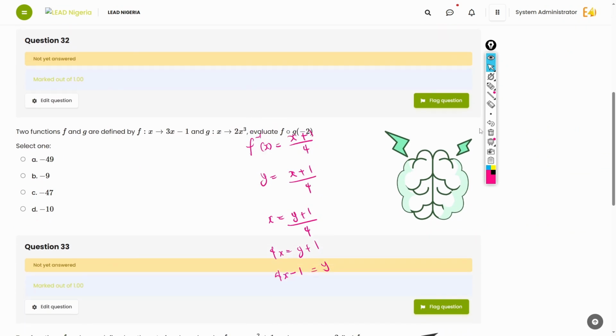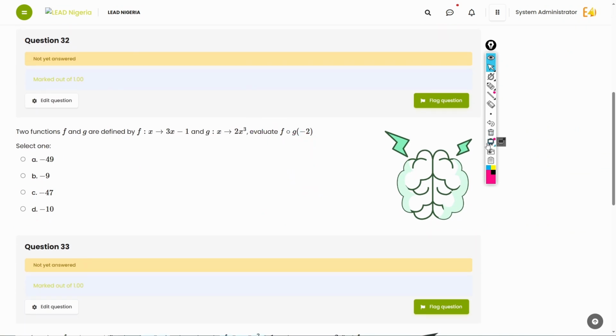We're nearly there. Number 32. I have that and that. So I have f of x is equal to 3x minus 1, and then g of x is equal to 2x cubed. I'm supposed to find f of g of minus 2. So I'll just find g of minus 2 and plug in, right?